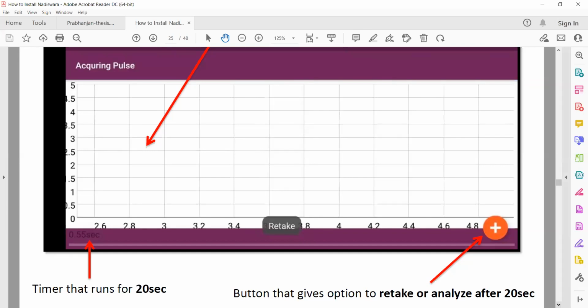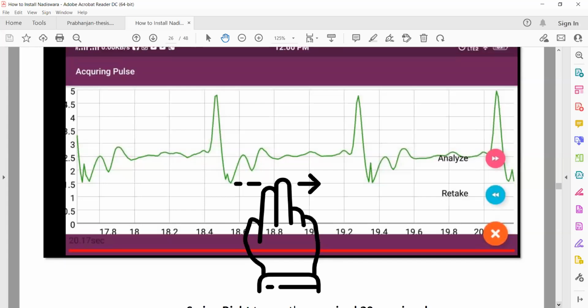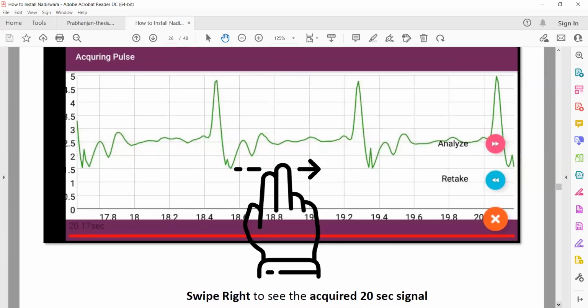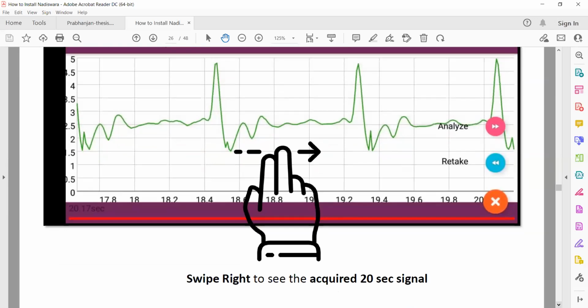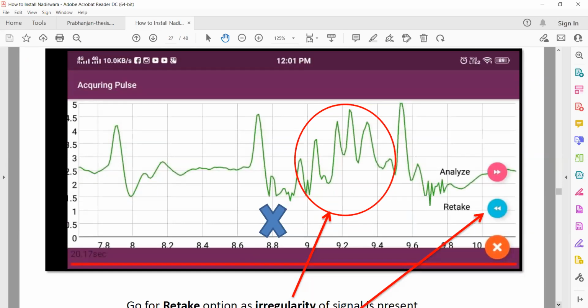Why? Because while acquiring the nadi, we tend to make some mistakes. Either we shake the sensor, or a person may be talking, or we are not putting the sensor at the right position. Or placing on and off. I mean, putting on the wrist position and removing it, again putting on the wrist position. So if you make this kind of mistake, as I told you yesterday, the system has intelligence.